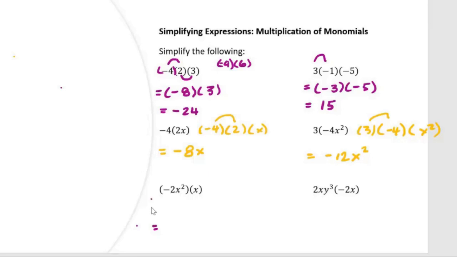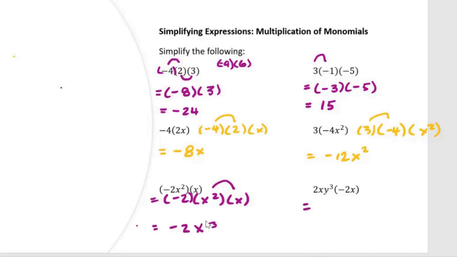Again, this could be -2 times x squared times x. It's three values that we need to multiply together. In this case, we only have one numeric value, so we'll write that up front. But we can multiply x's together when the bases are the same like this. This is just using our properties of exponents. We know that x squared times x is x cubed.